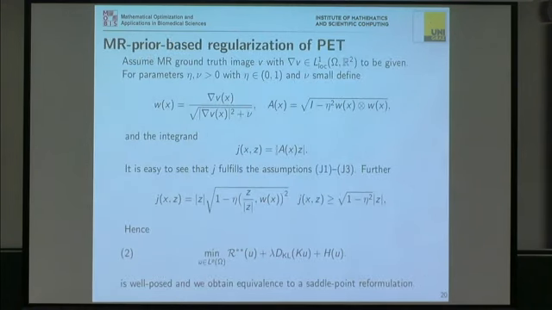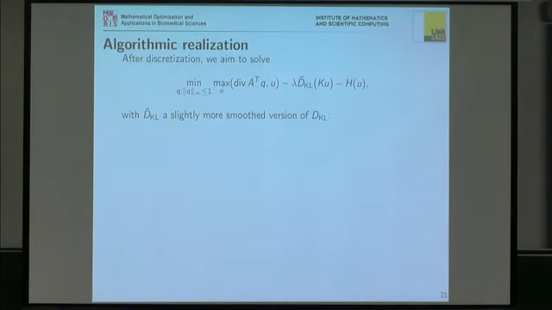Okay, so this would be about the continuous setting. Now just a quick note, how can we realize this in practice? So after discretization, we have to solve this saddle point problem, where now I have just introduced a small change of variables in order to avoid a difficult projection on the prior set. I have done a slight additional smoothing of the data term in order to get the derivative of it to be Lipschitz continuous.